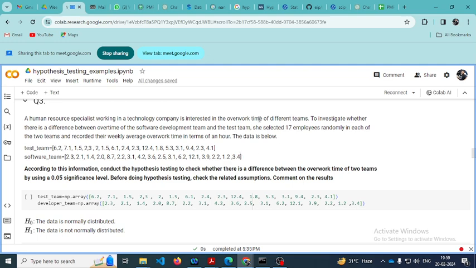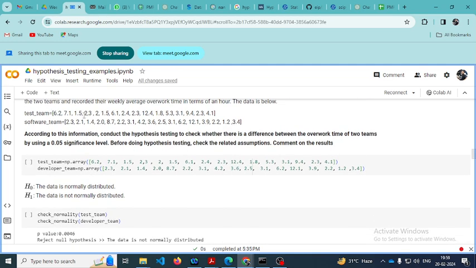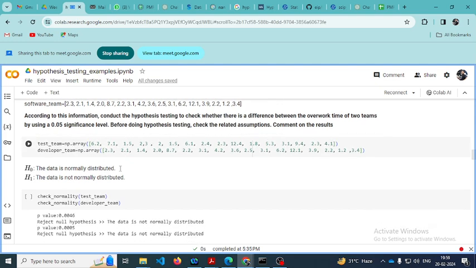He is interested in overwork time, to investigate whether there is a difference between the overtime of the software development team and the test team. He selected different employees randomly in each of the two teams and recorded their weekly average work time in terms of hours. What we will do is, here you have two groups, test and software. Like the first problem, you store these array values into these teams.